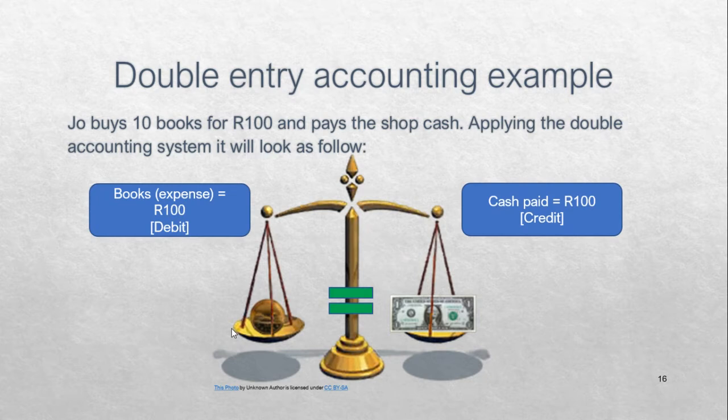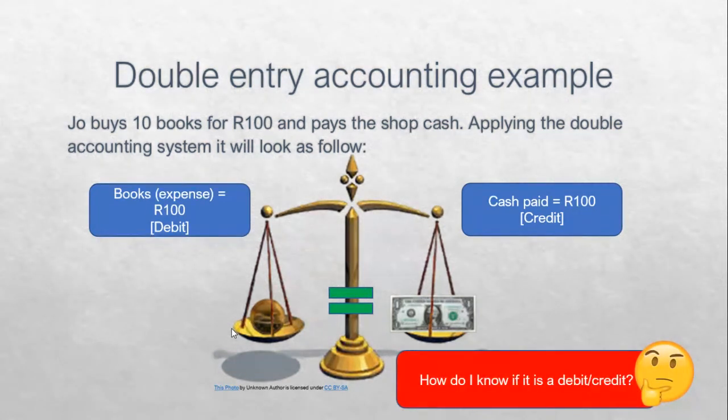And as you can see, the left side is 100 Rand, which is your debit. Your credit side, the right side, is 100 Rand, and that equals, which means we've applied the double entry accounting system. Now, how do we know if it's a debit or a credit? Who can tell me? What is the general rule to know if it's a debit or credit? What are the basic rules in a double entry accounting system?